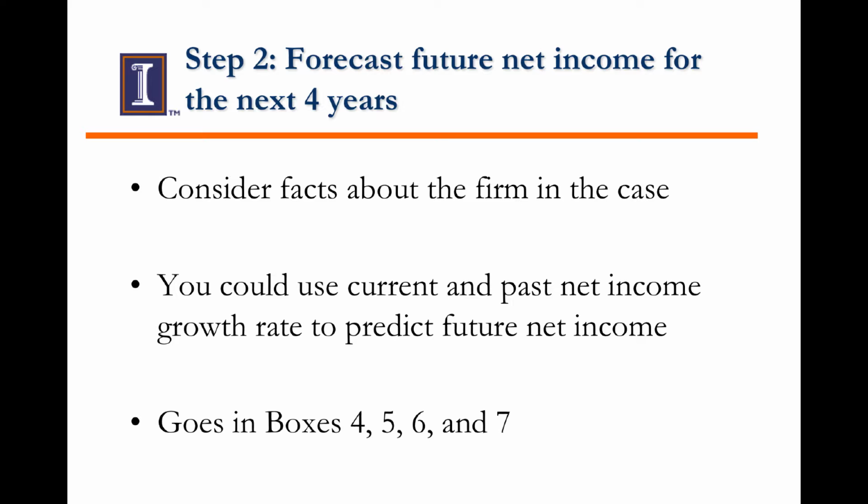A good place to start is current net income and past net income. If current and past net income growth is your best guess of future net income growth, you can use this growth rate to predict future net income. However, if you think future net income growth will not continue at the same rate, you can adjust the future net income growth rate up or down. Put these estimates in boxes 4, 5, 6, and 7.